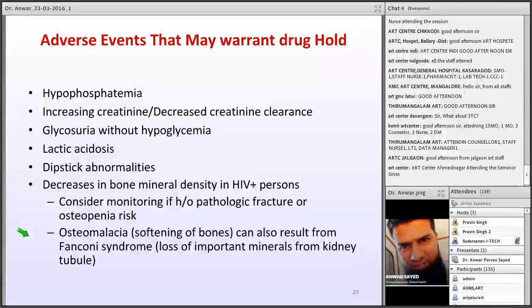So which are the adverse effects that warrant holding this drug? If you see hypophosphatemia, you need to hold the drug. Increasing creatinine, decreased creatinine clearance, glycosuria without hyperglycemia, lactic acidosis, that is raised serum lactate, dipstick abnormalities, and decrease in bone mineral density in HIV positive people. Consider monitoring if there is a history of pathologic fracture or osteopenia risk, and osteomalacia, that is softening of bones, can also result from Fanconi syndrome. So in all these events, if you see anything, you need to hold the drug and substitute with the appropriate one.